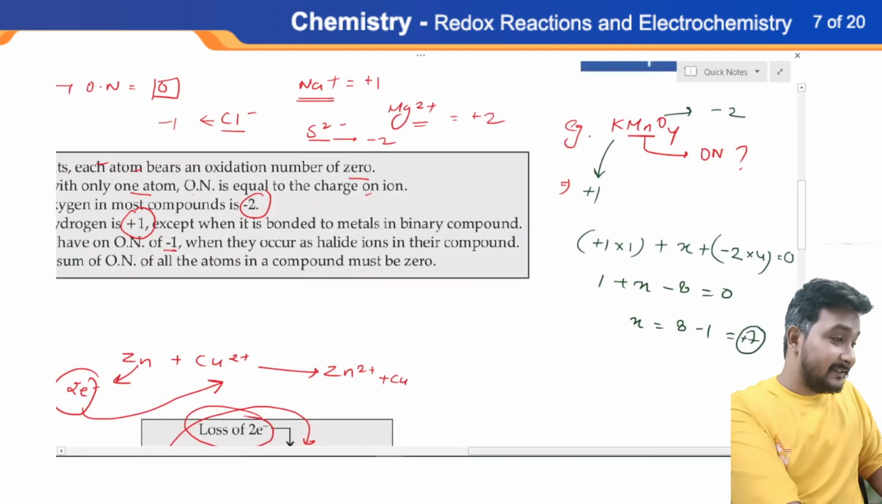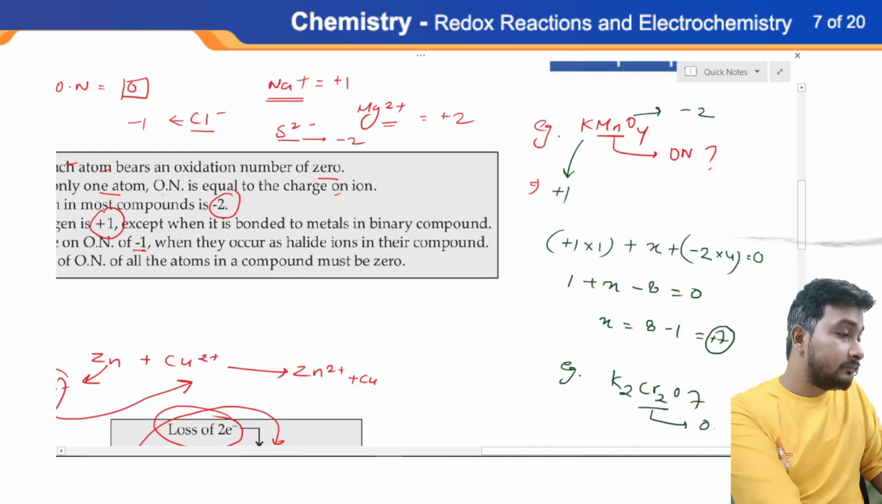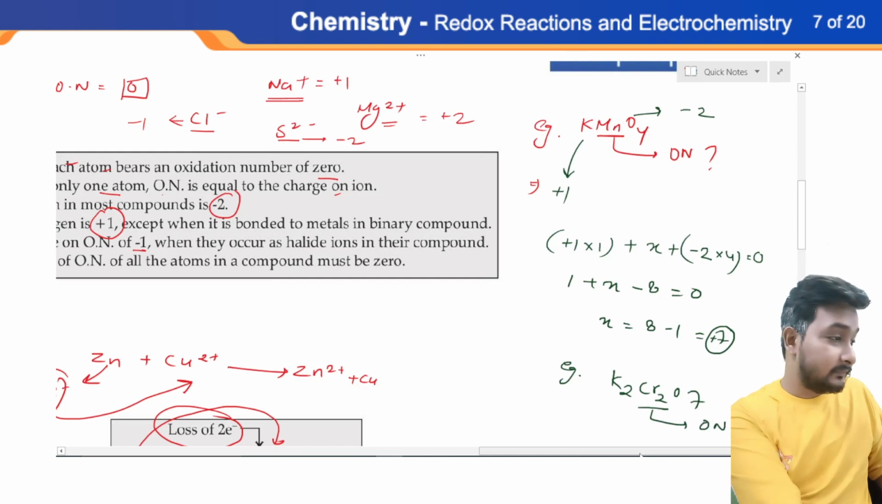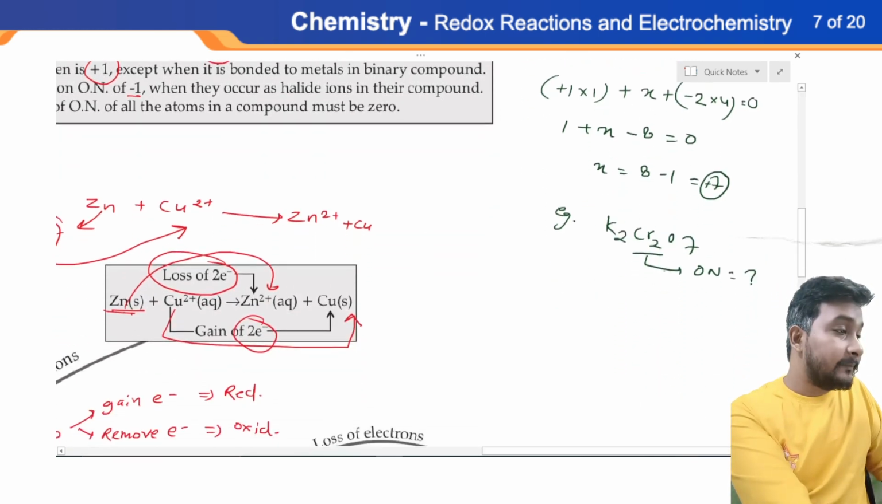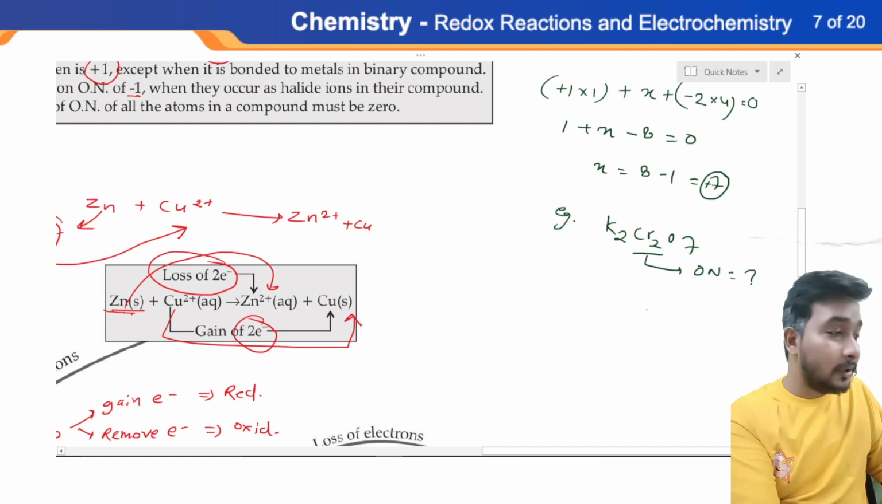Okay. Now, second example. Calculate the oxidation state of Cr in K2Cr2O7. Now, let me solve this. You can pause the video as well to solve this. So I hope you have solved it.